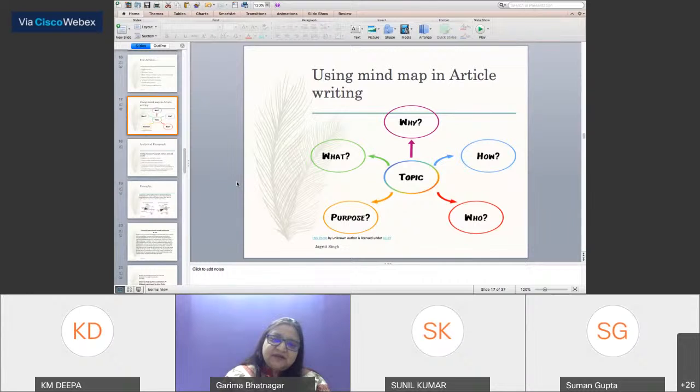And then the next paragraph could talk about how or who is doing. And then fourth paragraph would talk about how you could change things about this, how you could offer possible solutions to it. So you could use this for mind mapping in article writing.